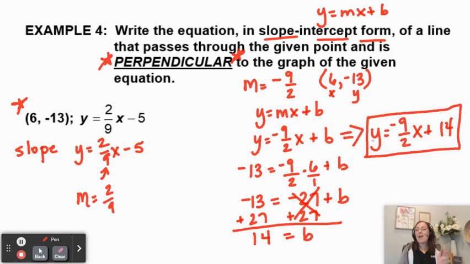So remember, with your parallel or your perpendicular slope, it's a two-step process. You have to first find the slope of the line you're given, then decide. Parallel, same slope. Perpendicular, you're going to have to flip it and change the sign. Then use that new slope and the point to write your equation.